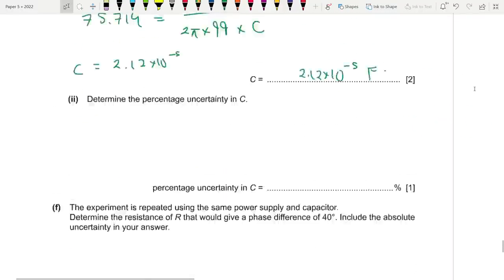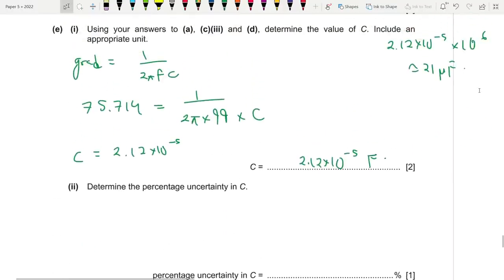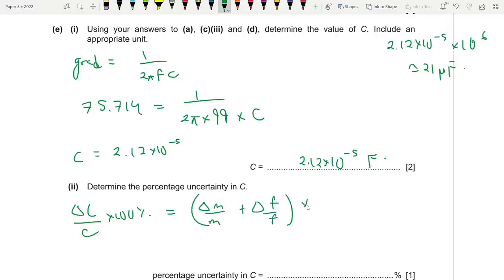Now, determine the percentage uncertainty in C. What does C depend on? C depends on gradient, 2 pi, and frequency. But 2 pi is a constant, so it's just like this. Del C by C into 100% is actually equal to del gradient by gradient plus del frequency by frequency into 100%. That's it. So what was del gradient actually?